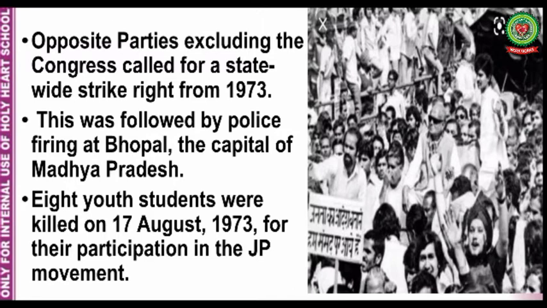Firing was done by police in Bhopal. 8 youth students were killed on 17th of August 1973 because they had actively taken part in the Jai Prakash Narayan movement. This shows that the government had taken stern measures to end the JP movement or Bihar movement.